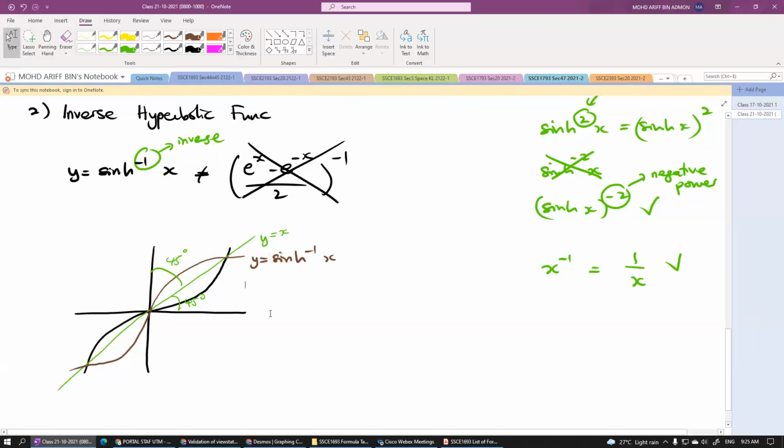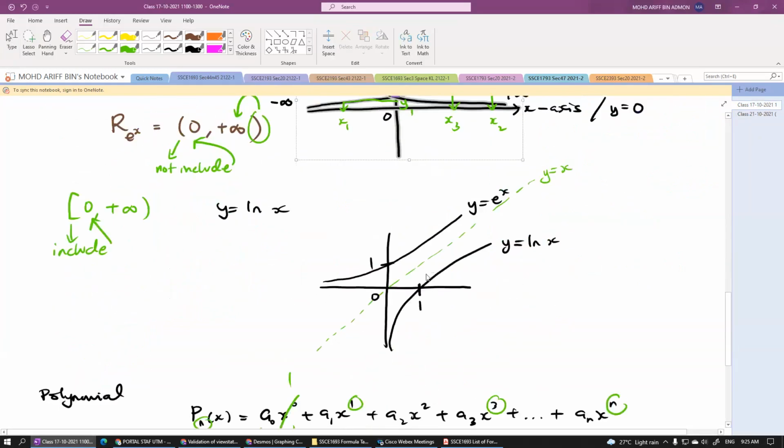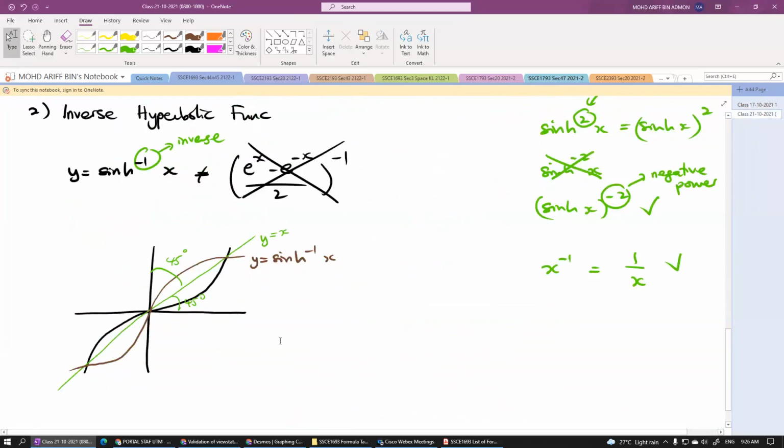But at the end, when you are taking a very large positive x, this tends to a very large positive number, but quite slow, similar to the logarithmic function. Logarithmic function has the same pattern here. This part basically tends to positive infinity, but quite slow. Alright, so this is your inverse graph for sine hyperbolic inverse.